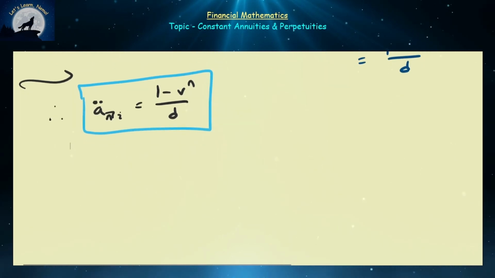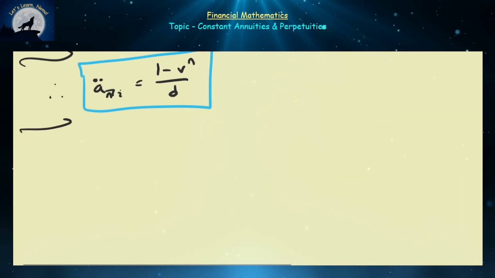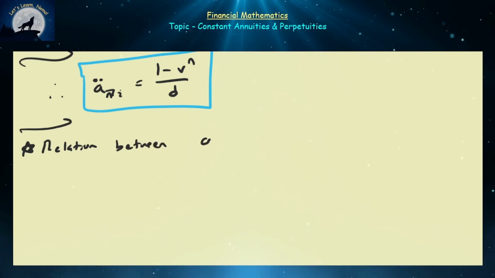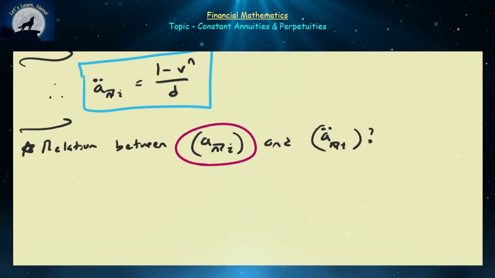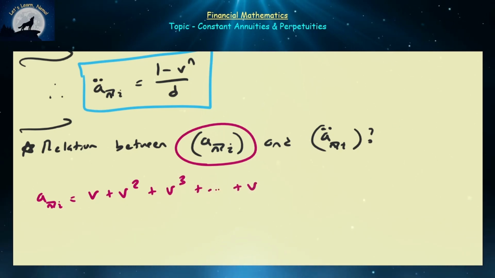So when we look at the timeline, we can clearly see that annuity immediates and annuity dues with the same number of payments under the same exact interest rate are very close to each other. So what is the mathematical relation between the present value a angle n at i and the present value a double dot angle n at i? If we look at a angle n at i, your annuity immediate present value, that's going to be equal to nu plus nu squared plus nu cubed all the way down to nu to the n.